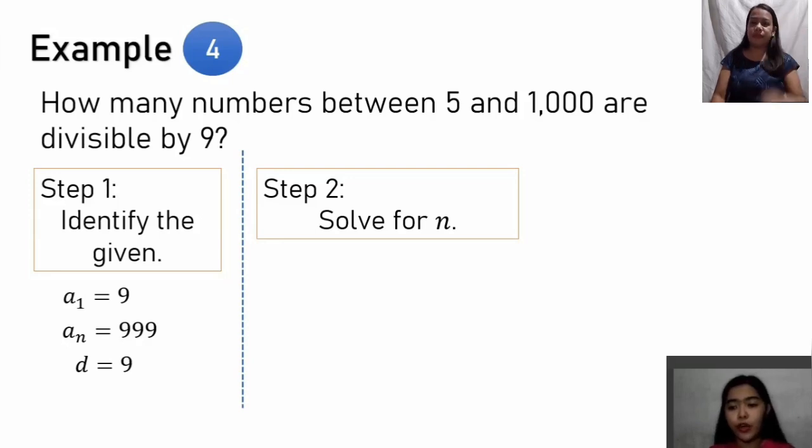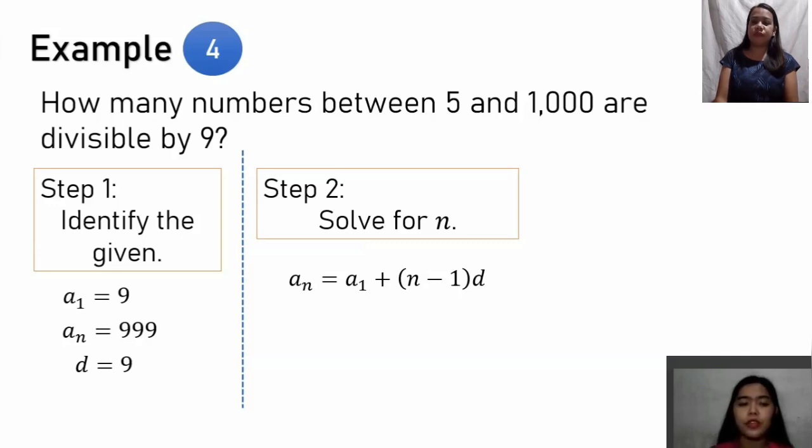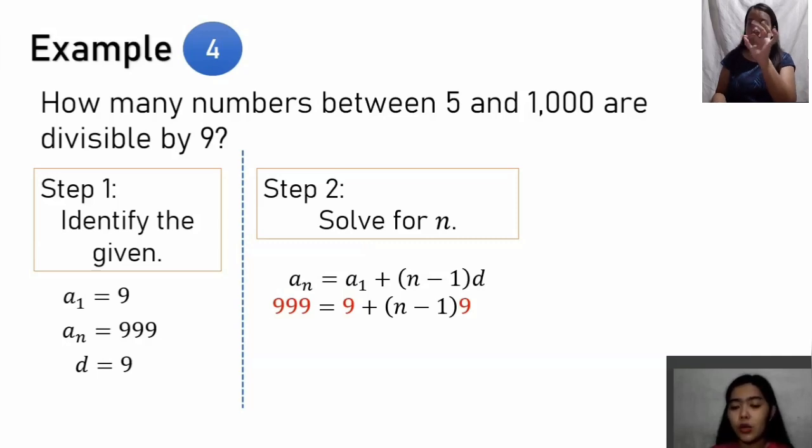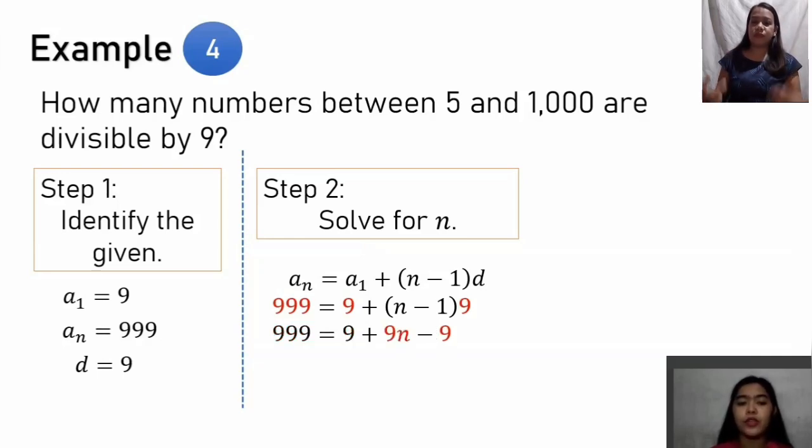Step 2. Solve for n, or the number of terms, using this formula. A sub n equals a sub 1 plus the quantity n minus 1 times b. We substitute the given in this formula and we will have 999 equals 9 plus the quantity n minus 1 times 9. We distribute 9 in n minus 1. So we will have 999 equals 9 plus 9n minus 9. Simplifying, we will have 999 equals 9n.